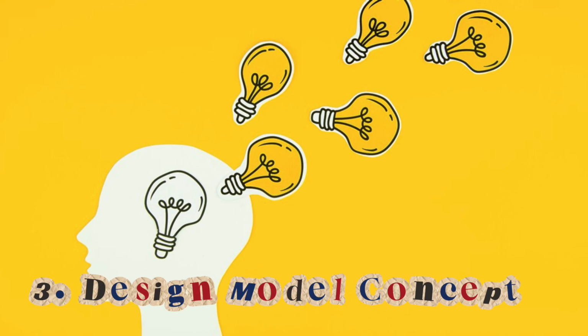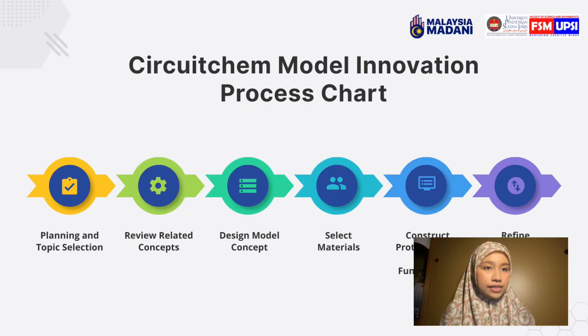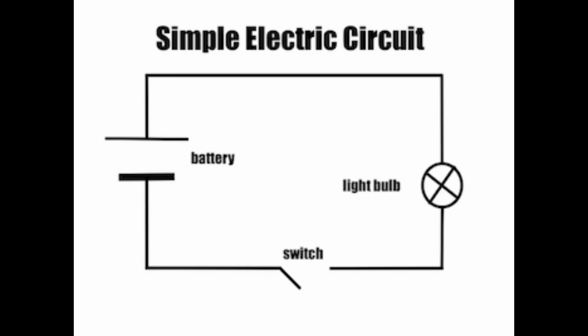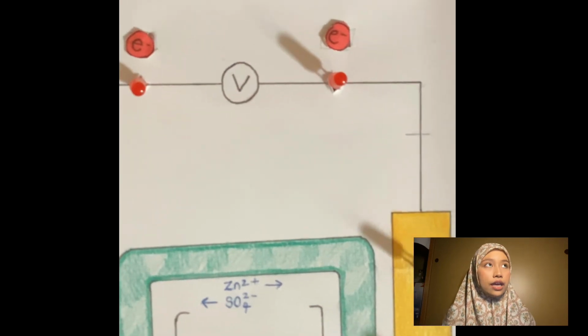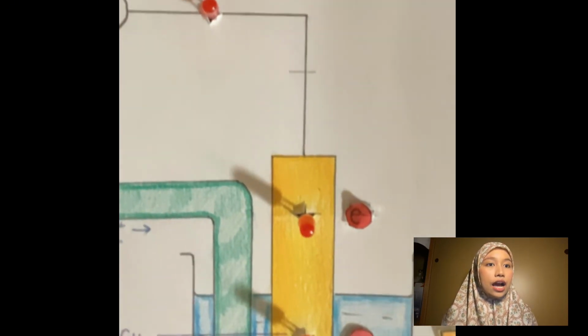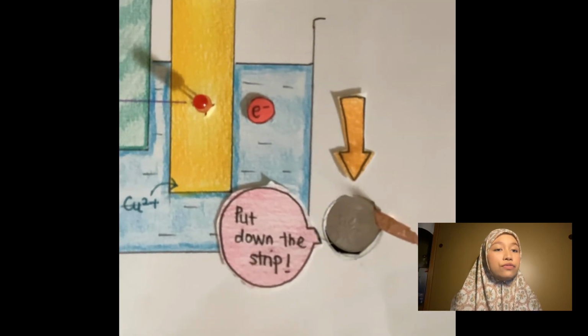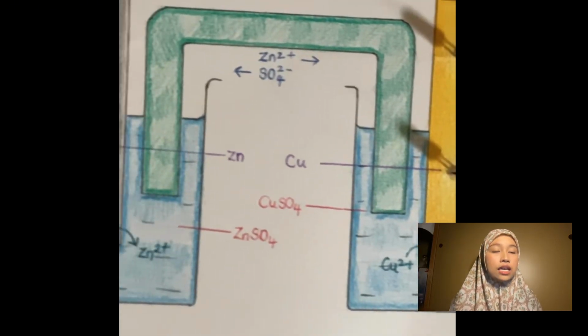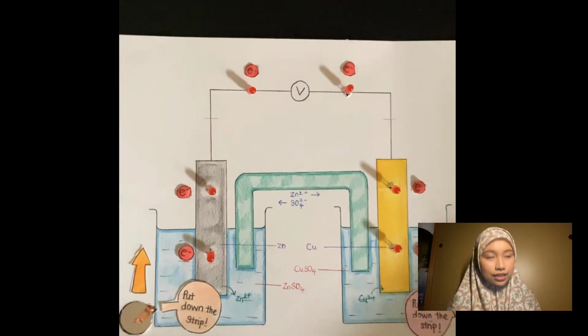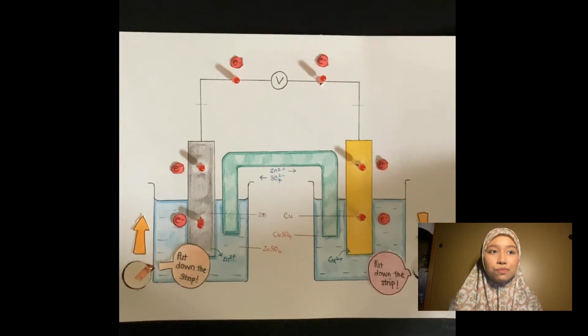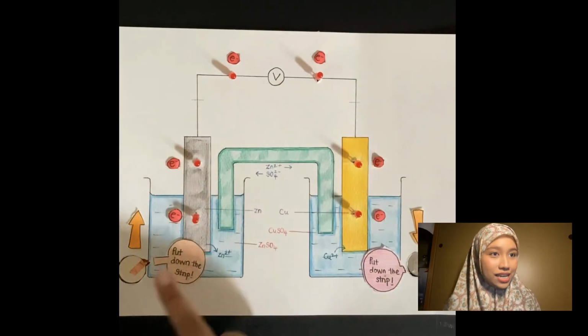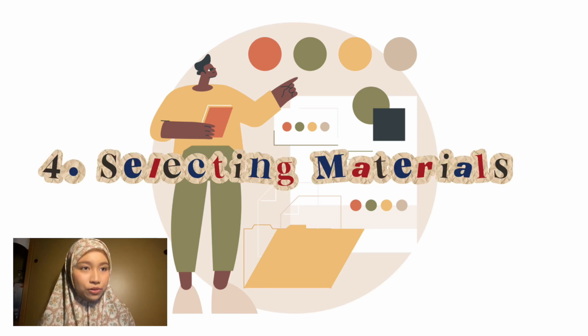Next, this is where I can proceed with the design model concept. So I created a rough sketch on how the model will look and function. And I also planned how the circuit will represent the flow of the electrons clearly using the LEDs, which I will explain in the next step, which is selecting materials.